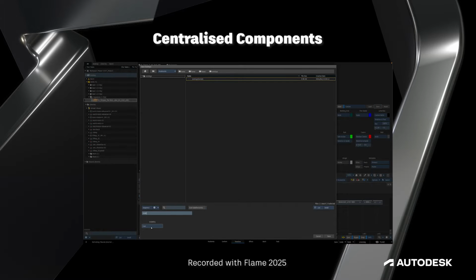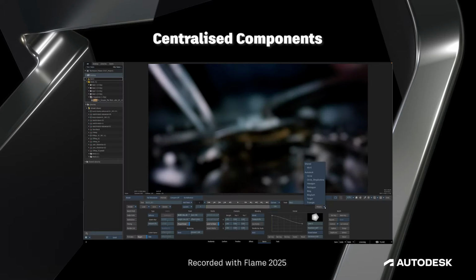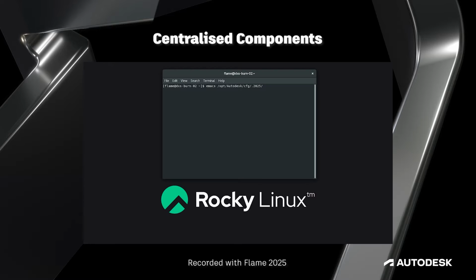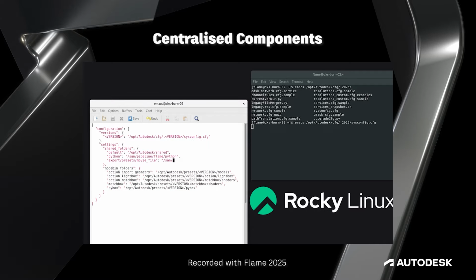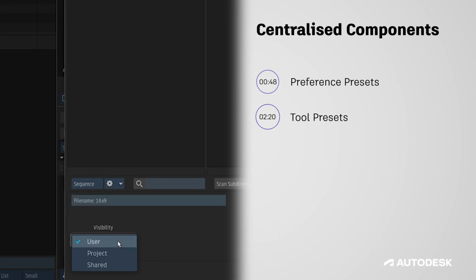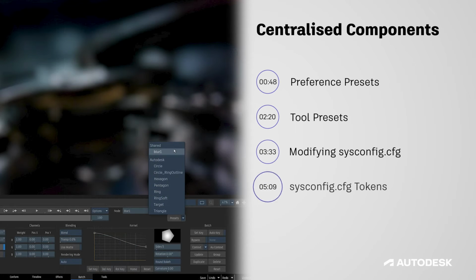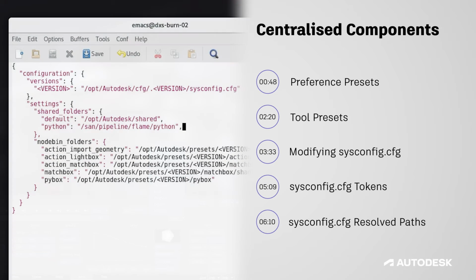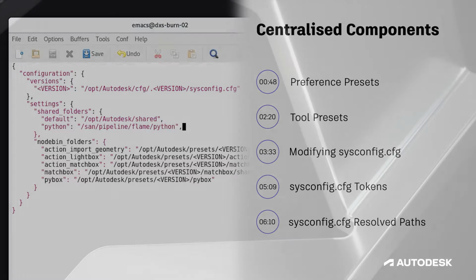If you're a systems administrator or you work closely with those in charge of managing Flame deployment and configuration for more than just a workstation or two, then get ready because a lot has changed. Flame 2025 introduces the concept of centralized components, giving us much more control in how we share presets and preferences across all of our workstations. In this video, we'll be talking about how preferences and presets are stored compared to previous versions of Flame, as well as introducing the new configuration file that brings everything together.